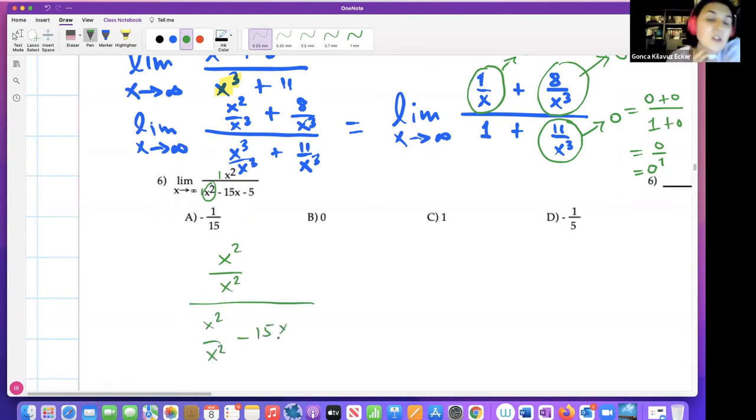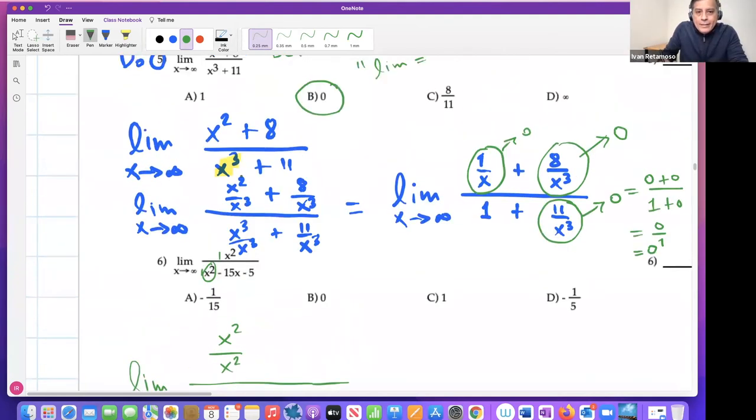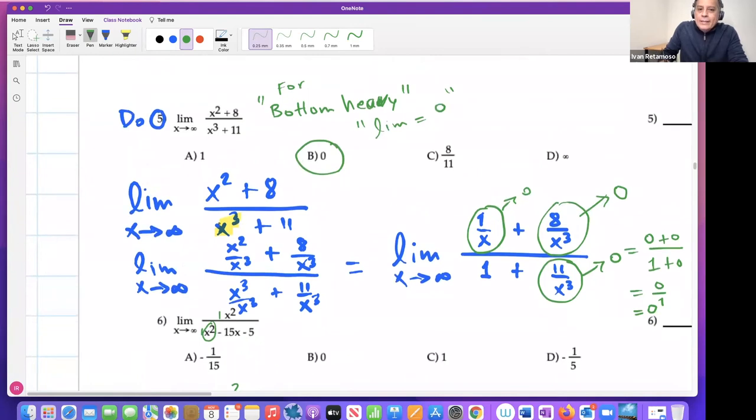So professor? Yes, go ahead. When it's x cubed, that means you said it's zero? Bottom heavy? Yeah, because it's bottom heavy. Bottom heavy means that this one will beat this one in the long run, right? Imagine a race. Someone earning this salary, quadratic, and this one, cubic. The one earning with this function will beat the other in the long term. That's why bottom heavy functions lead to limit equals zero, just to simplify the process. Okay, thank you. Yeah, great.